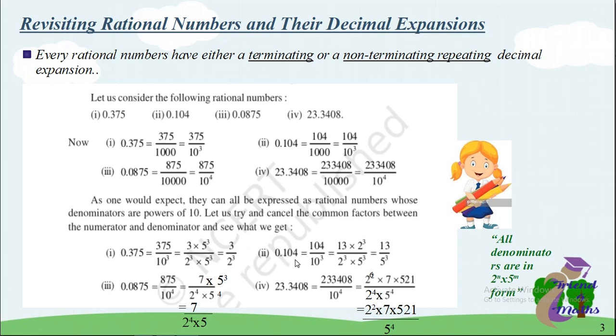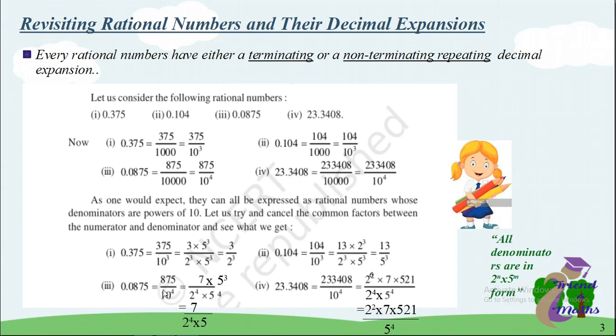Next is 0.104, which is equal to 104 divided by 10 cube. The prime factorization of 104 is 13 into 2 cube, and the prime factorization of 10 cube is 2 cube into 5 cube. Cancelling the common factor 2 cube in the numerator and the denominator, we get 13 by 5 cube. Now this is a rational number whose numerator and denominator are co-prime to each other, with no common factors.